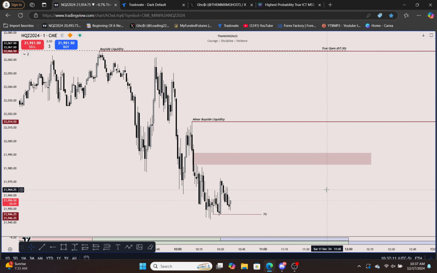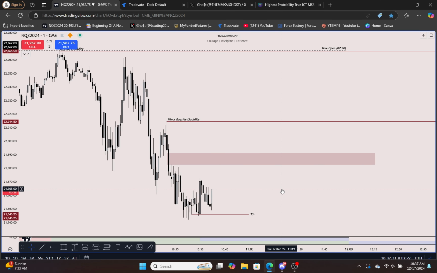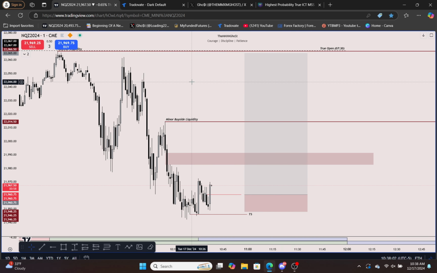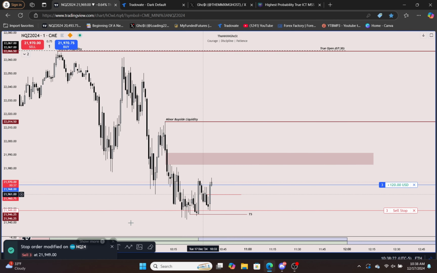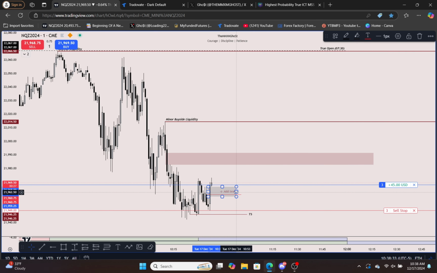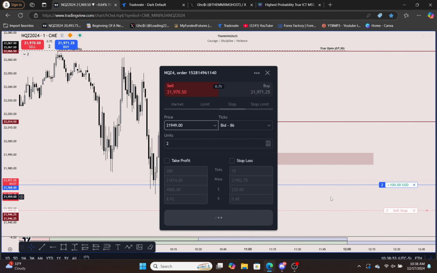Okay, so moving on to the next trade, you can see that I already have our minor buy side liquidity level as well as our buy side liquidity level up there at the top marked out. Those are my targets, as well as the true open of 7:30 a.m., which is resting right above our buy side liquidity up there.